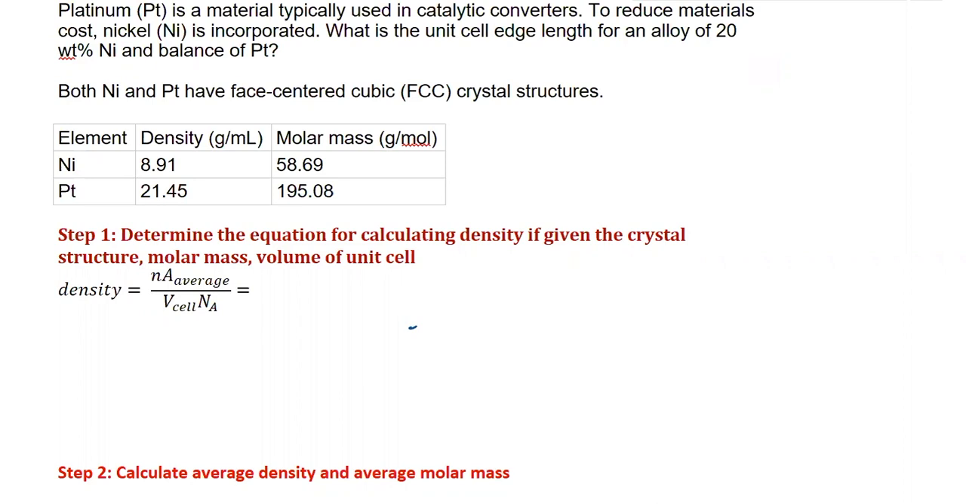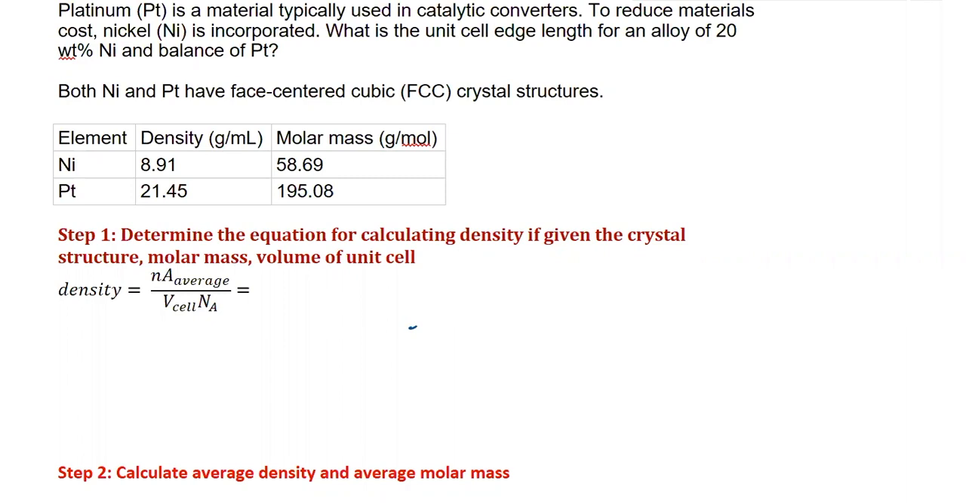And we're given that the density of nickel is 8.91 grams per milliliter, and its molar mass is 58.69 grams per mole. Platinum has a density of 21.45 grams per milliliter, and its molar mass is 195.08 grams per mole.